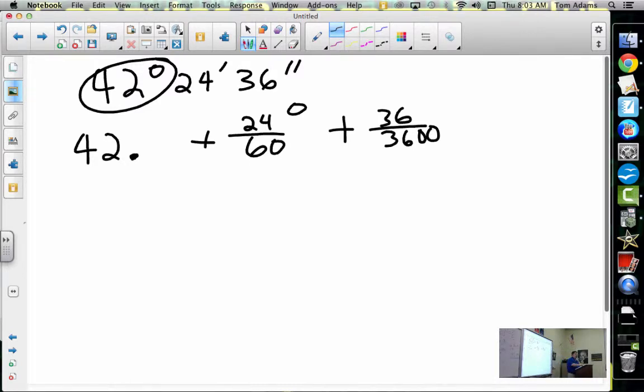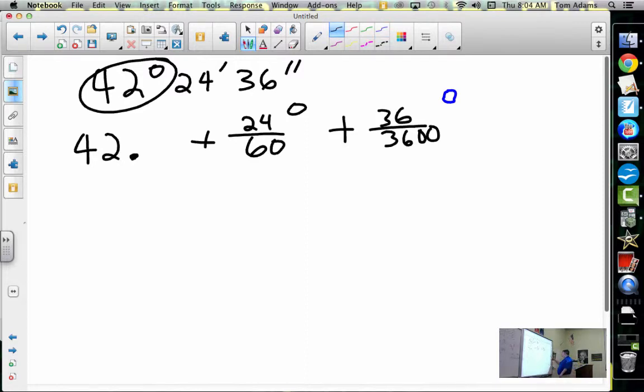Now, that formula of putting the minutes over 60, that's just because we have 60 minutes in 1 degree. And because we have 60 seconds in a minute and 60 minutes in a degree, that's where the 60 times 60 comes from on this last one here. So this is how we would solve that. Your minutes always go over 60, and your seconds always go over 3600.